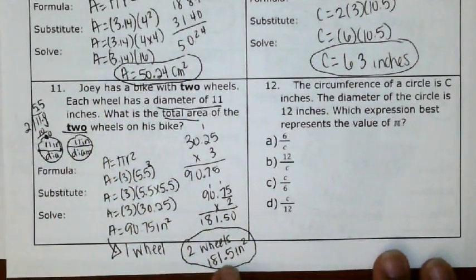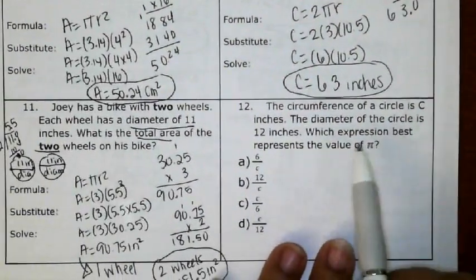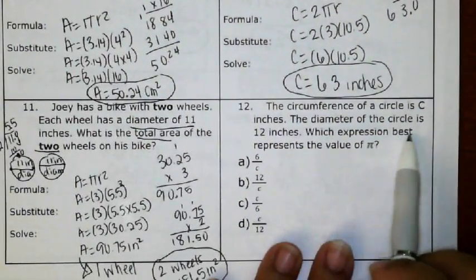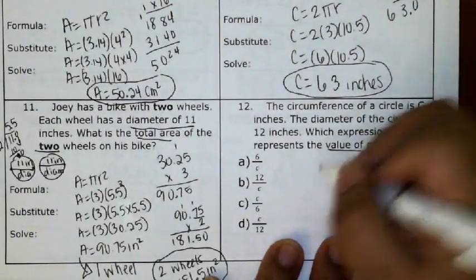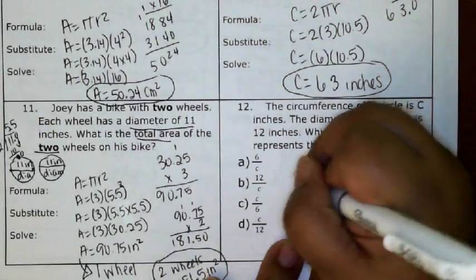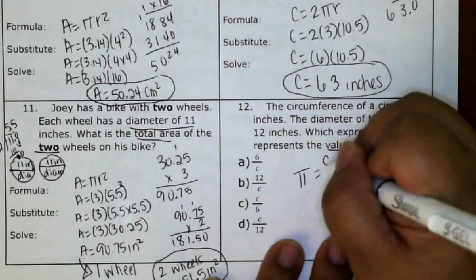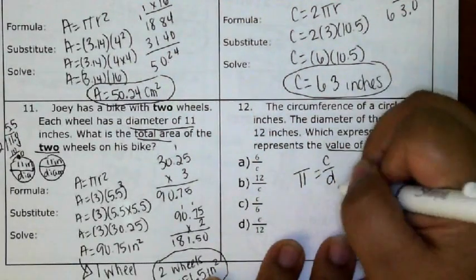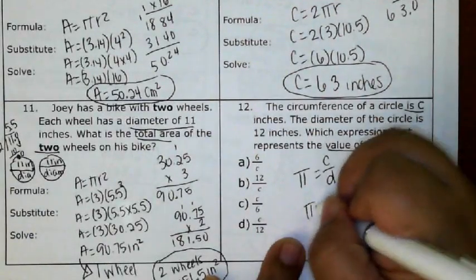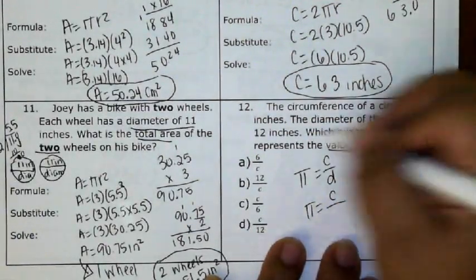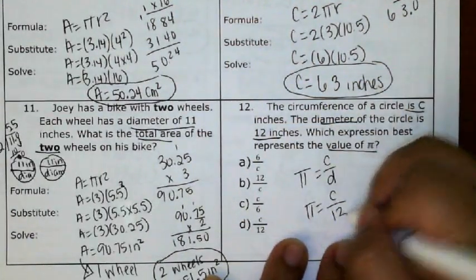The circumference of a circle is c inches. The diameter of the circle is 12 inches. Which expression best represents the value of pi? So remember, the expression of finding the value of pi can be found by c divided by diameter. Circumference divided by diameter. Okay? We don't have circumference, so c stays just as is, but we do have that the diameter is 12 inches. So we would put c divided by 12. That matches answer choice D. Okay? Pause if you need to.